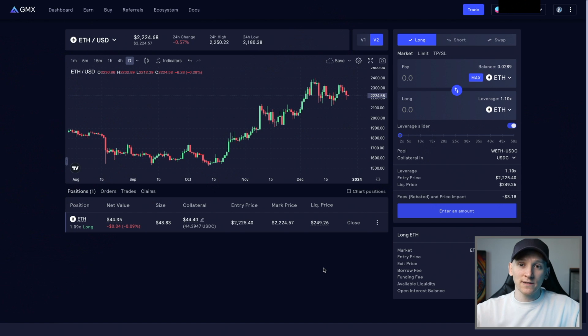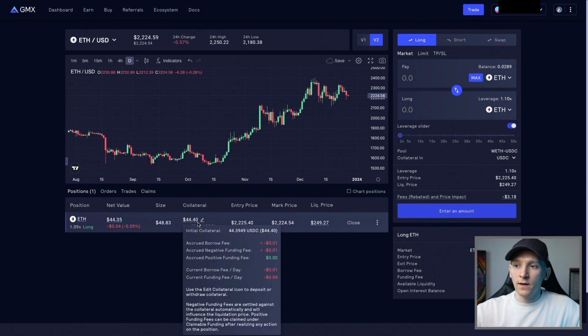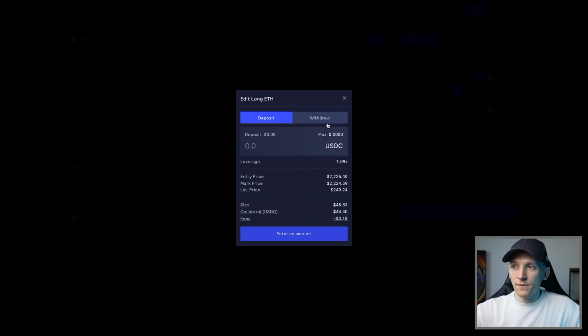The first thing we can edit is the collateral of the position once it's live. So right here, you can see I'm ETH long 1.09, got the size, and here's the collateral. So if you want to add to or take away, click this pencil icon, deposit and withdraw. Depositing is adding collateral, which means your liquidation price will move much further away. If you're withdrawing collateral, then you're increasing your leverage and moving the liquidation price closer to your position. So whatever you want to do, you can do that.